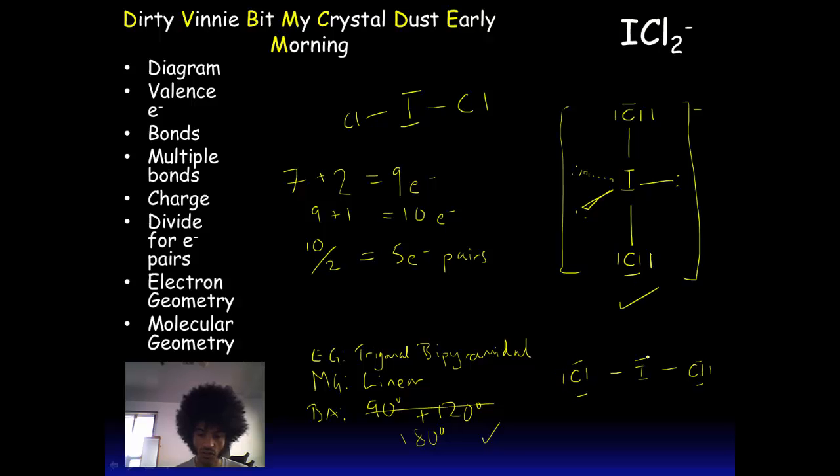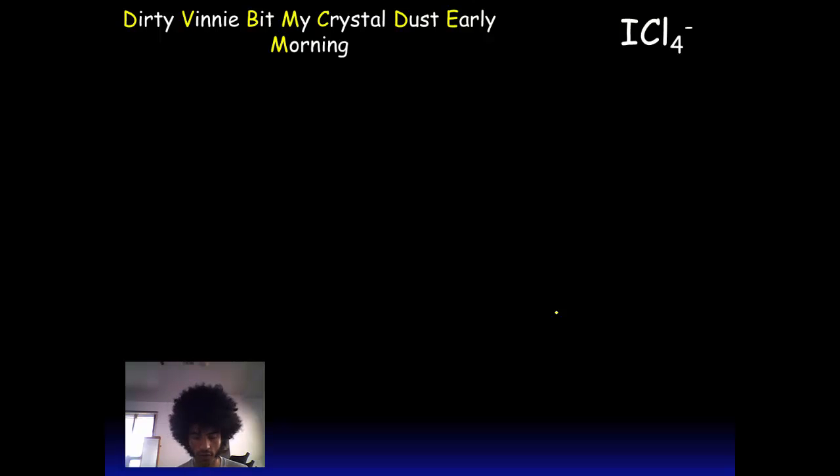And you could do something like this if you wanted, with a few brackets. But for me, this is where you start, because this is the most clear diagram of what it would look like. All right, so that's ICl2-. Let's do another couple of examples. My next one is ICl4-.